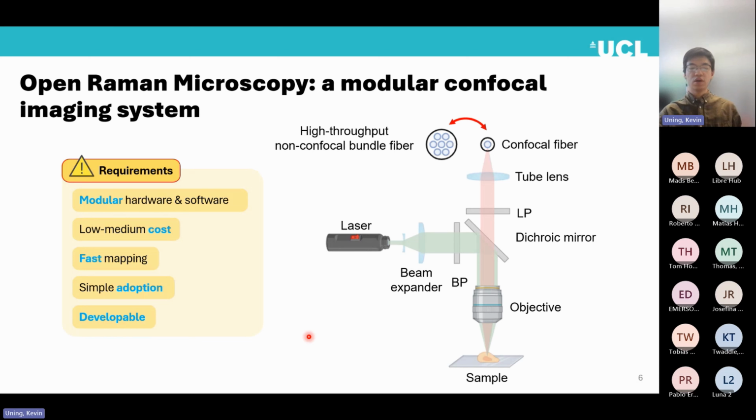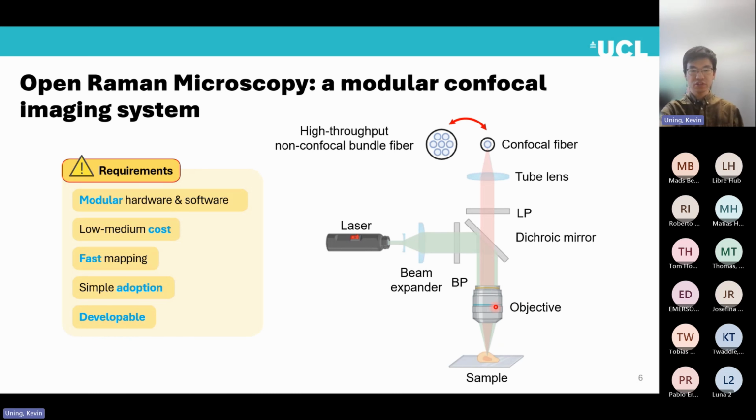Okay, so based on these requirements, we then arrive at this. We then decided to use this setup over here, this design, which is not our invention. This has been around for a long time. In fact, these are confocal Raman microscopes. Confocal microscopy has been around since the 1990s, I believe.